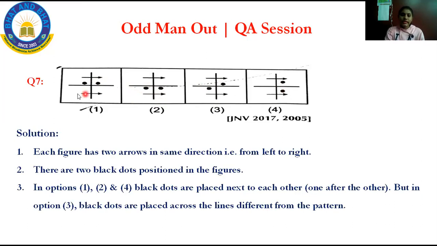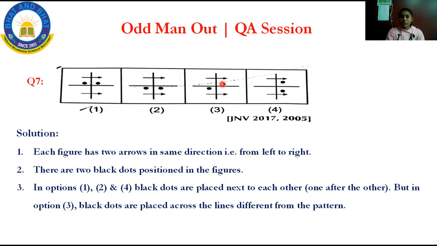Now compare. See here, in option 1 the black dots are next to each other. Can you find this out? The two arrows, one is upwards and one in another direction, and the black dots are next to each other. The second figure also has them next to each other. But in the third figure, it is across. This we call across. And the fourth one is also next to each other, that is, one after another, but it is in a slightly across direction, right?